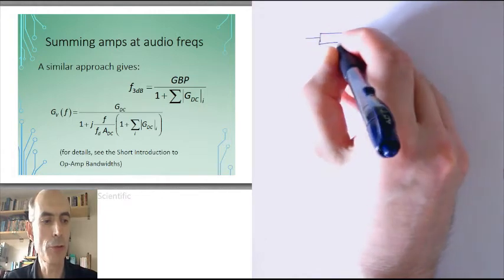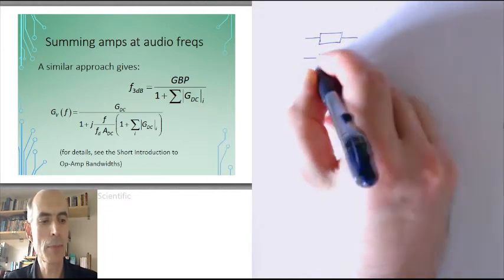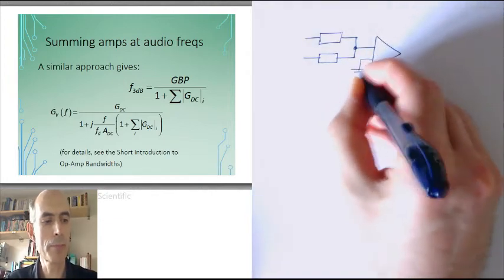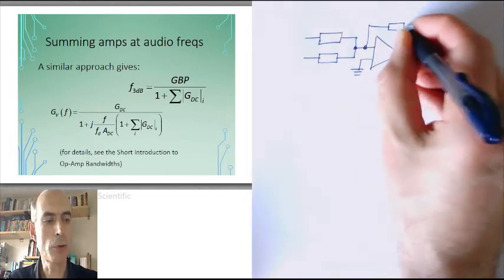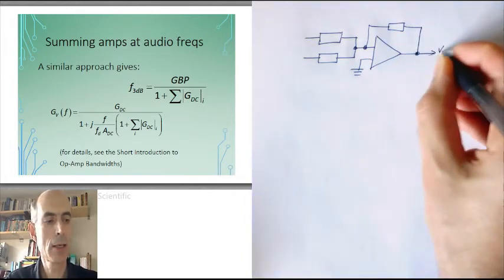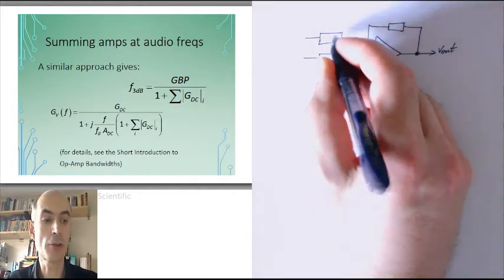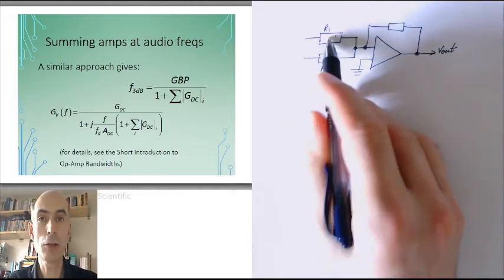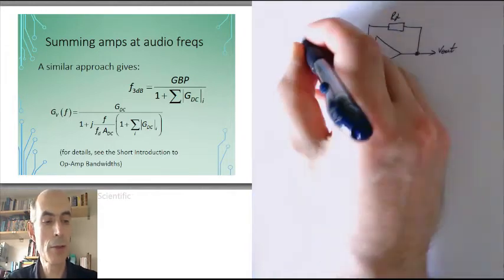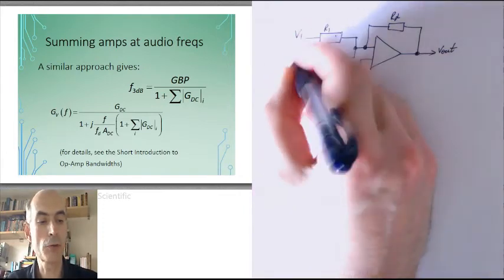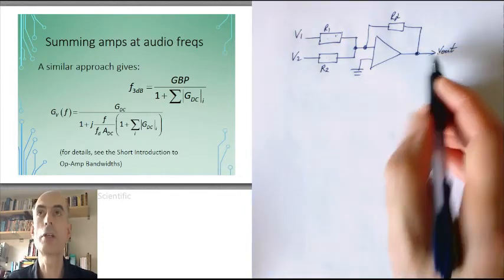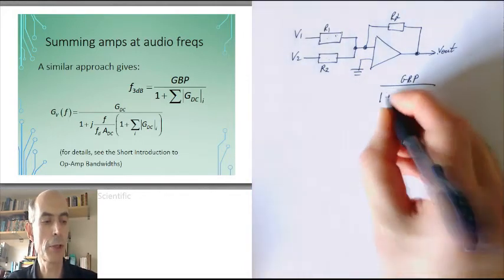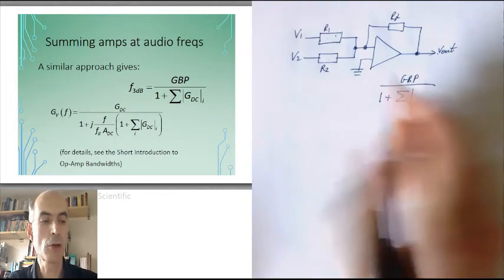Because you'll find that for a summing amplifier with any number of inputs, the bandwidth of the amplifier from any input to the output is always the same. It doesn't matter if the two input resistors are different. R1, R2, these could be different values of resistance. The bandwidth from the inputs to the outputs is always given by this formula here: the gain bandwidth product divided by 1 plus the sum of the modulus of all of the gains.